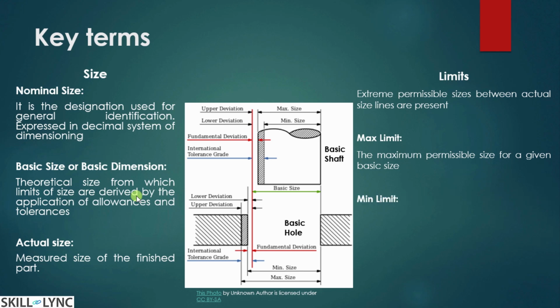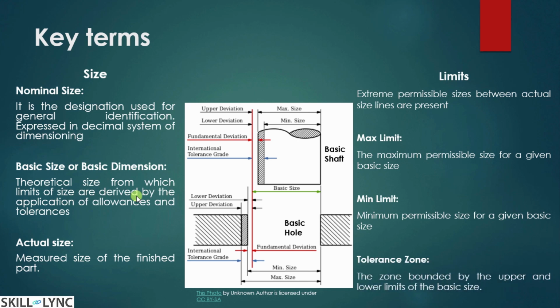Next, min limit, you compute the minimum most size that is possible for the basic size and then apply it. So based on your max and min limit, you determine the tolerance zone. Here you can see from the variation, that is the minimum size versus the maximum size for the shaft, this shaded zone denotes your tolerance for this shaft. Likewise, for your hole, your upper and lower limits of the sizes will determine the tolerance zone that is allowed in this hole. So these terms that we covered were the size and the limits.